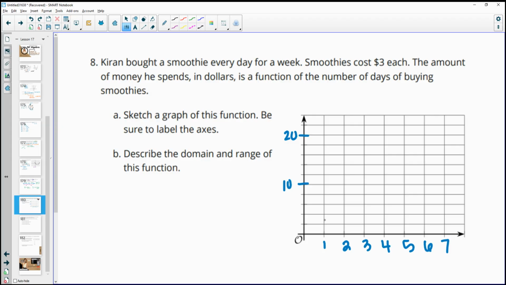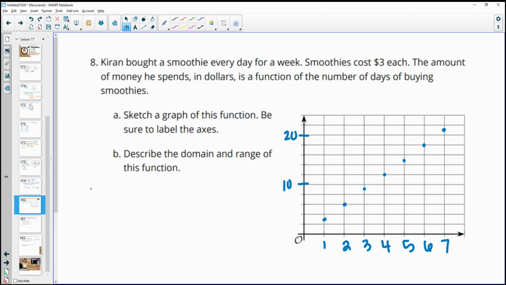So after one day, he spent $3 because he bought one smoothie. Then he was at $6 after the second day. Then he's at $9 after the third, $12 after the fourth, spends another $3 to be at 15, another $3 to be at 18, and then another $3 to be at 21. So here's the amount of money that he had spent each time.